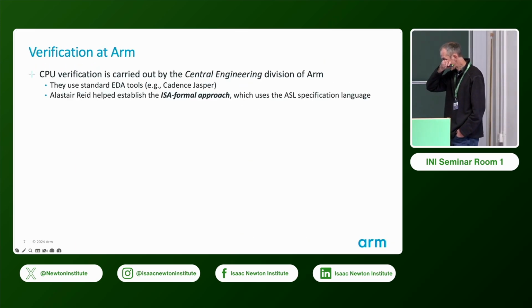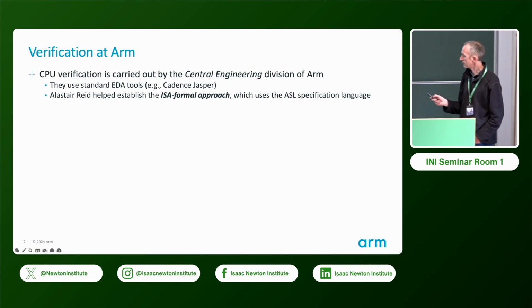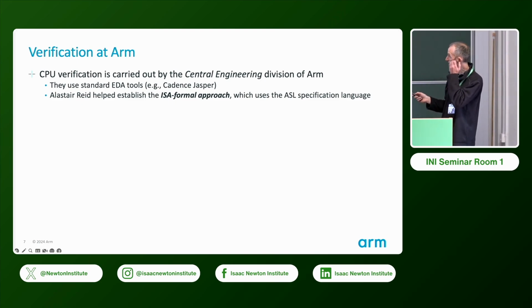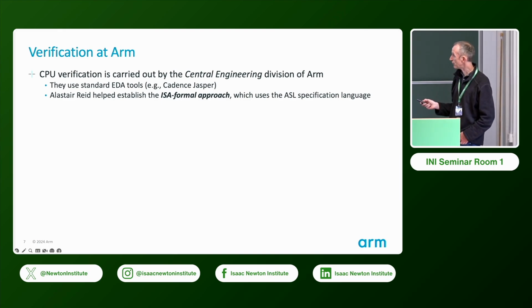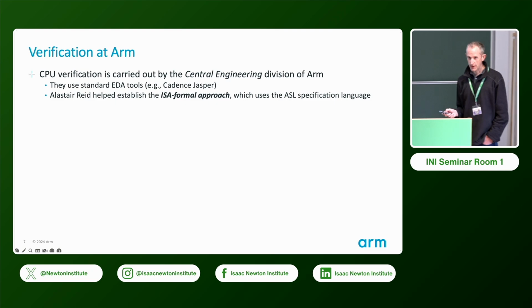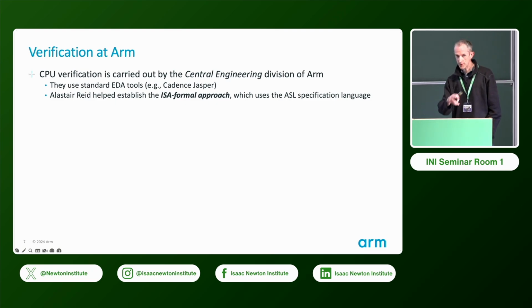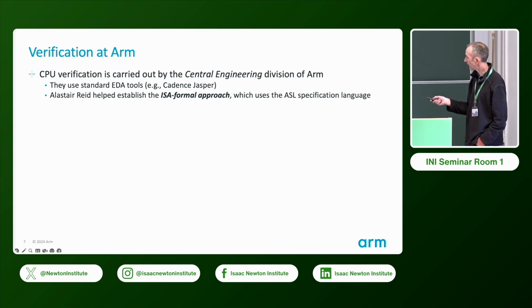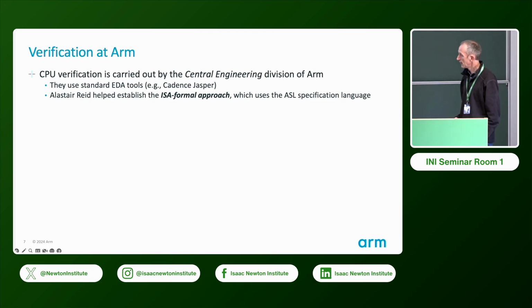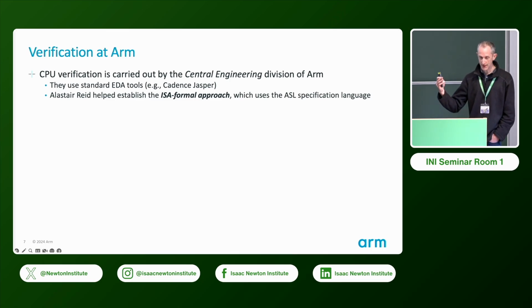I'll very briefly say something about CPU verification at ARM. This isn't really what the talk's going to be about, but in general, this happens as part of the central engineering group. And for the most part, they're using standard EDA tooling, Cadence Jasper. Alistair Reid in the audience here helps develop an approach which is still used at ARM, this ISA-formal approach, which is based on using the ASL specs as a reference for what instructions should be doing.